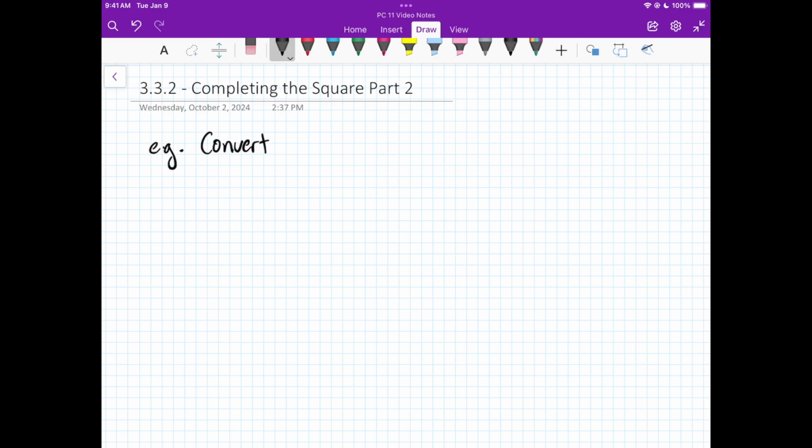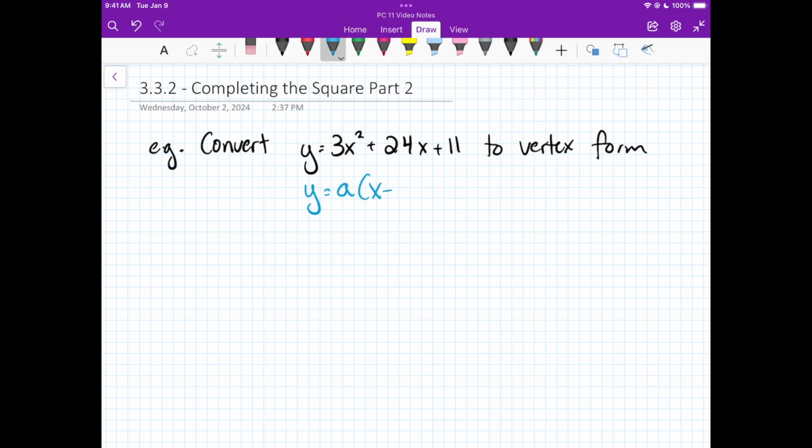So we're going to convert, let's try y equals 3x squared plus 24x plus 11 to vertex form. And so that 3 out front is going to make us have to think a little bit harder. So if we think of our vertex form again, that's y equals a times x minus p squared plus q. So we're going to keep that in mind.